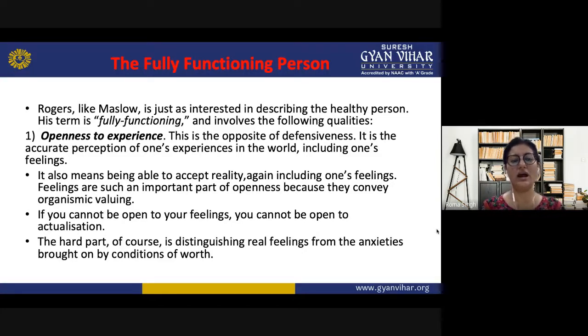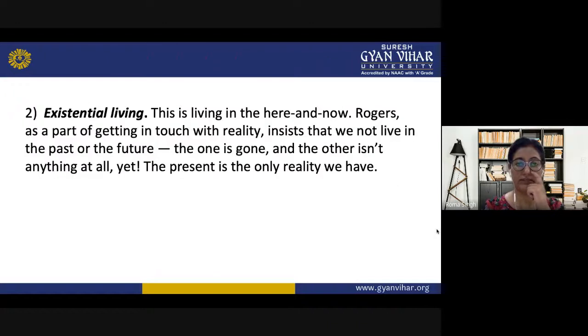This is the hard part, of course: distinguishing real feelings from the anxieties brought by the conditions of worth. Then there is existential living. This is living in the here and now, what we are doing. Rogers, as a part of getting in touch with reality, insists that we not live in the past or the future. The one is gone and the other isn't anything at all yet. So the present is the only reality we have. We need to understand that.